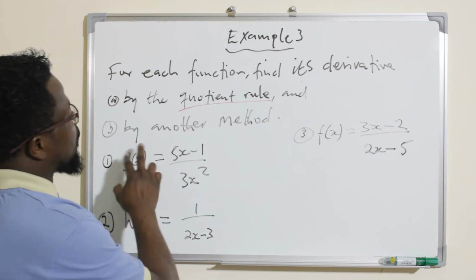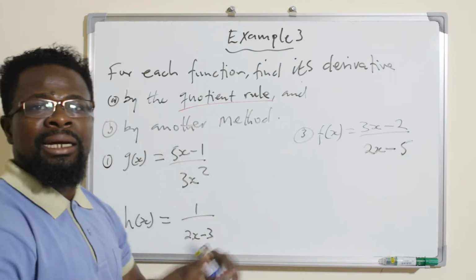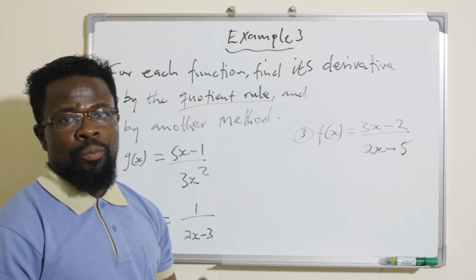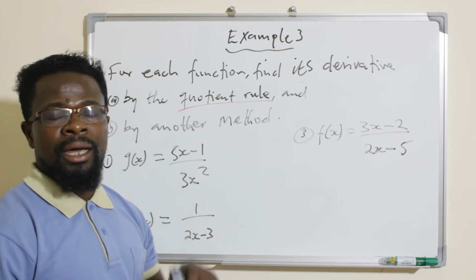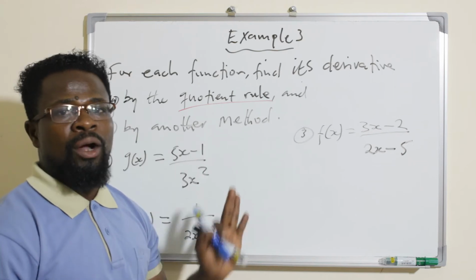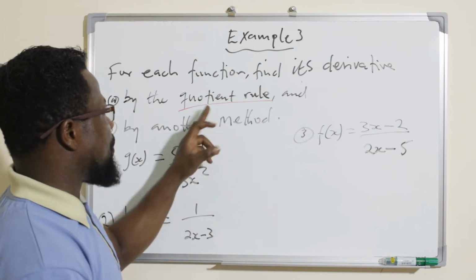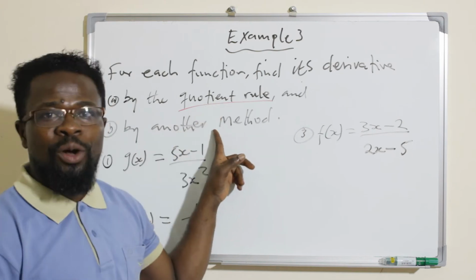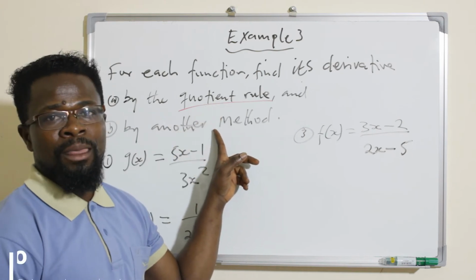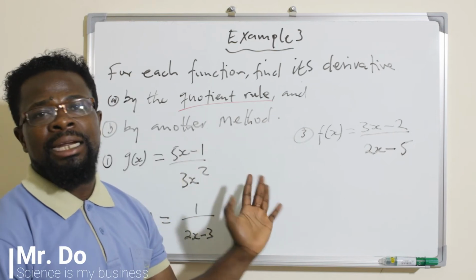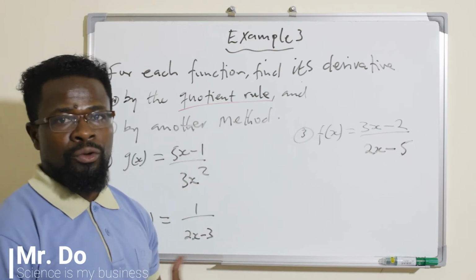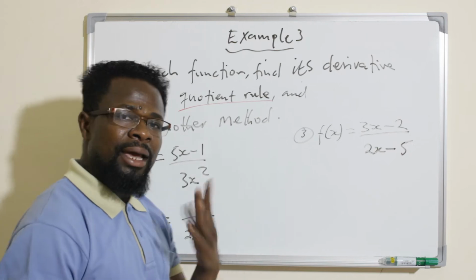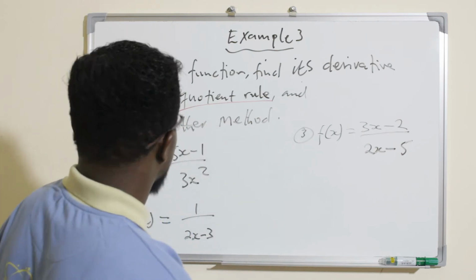The second one is to solve by another method. Another method could be any method. It could be the power rule, it could be the chain rule, it could be the quotient rule. But remember, we have used the quotient rule here, so we can still solve here by the quotient rule. And then it could be any other method that you are convenient with or familiar with. So let's try and see how we will solve this.